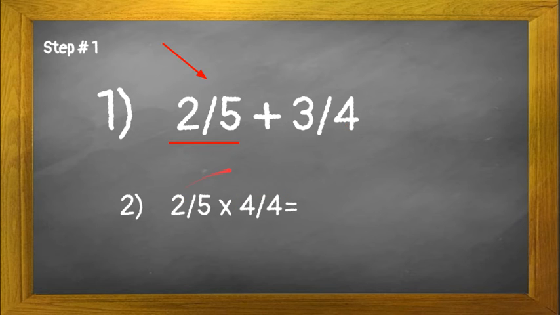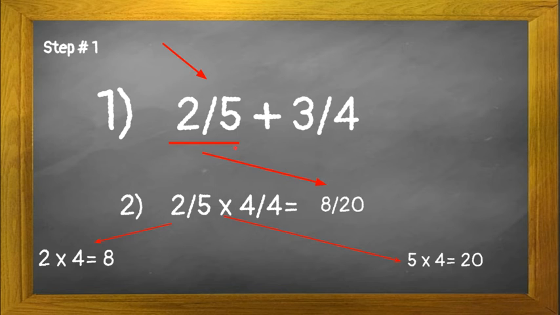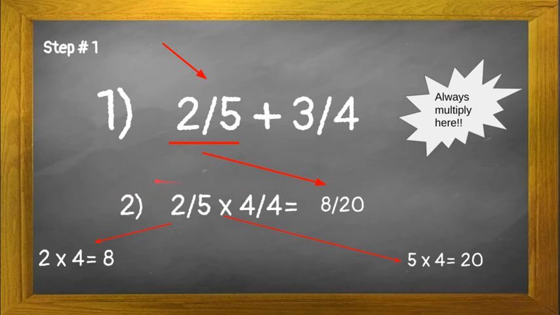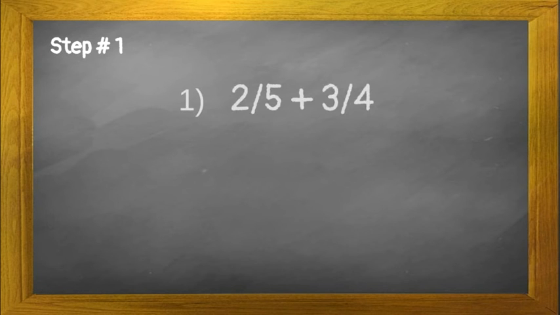And I'm going to do 2 times 4, which is 8, and 5 times 4, which is 20. 8 is the numerator, 20 is the denominator. And this is going to be our answer, 8/20. 2/5 is the same thing as 8/20. Just saying, always multiply here. It's just a math rule. Always multiply there.